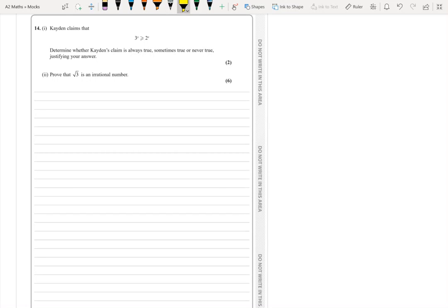So this question looks like it's really going to test us on proof. If you look ahead to part 2, it's a pretty classic example there. Prove that root 3 is an irrational number. That's a proof by contradiction. We've learnt the structure with root 2 and it adapts to root 3 and in fact the square root of any prime number. This first part though, these first 2 marks, Caden claims that 3^x is greater than or equal to 2^x. Determine whether that's always true, sometimes true, or never true.